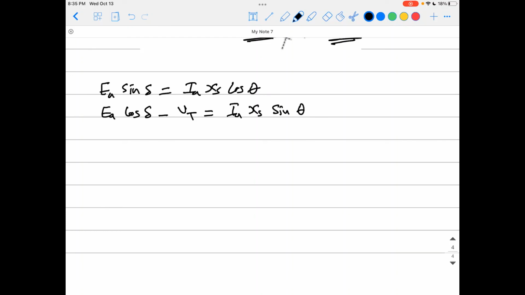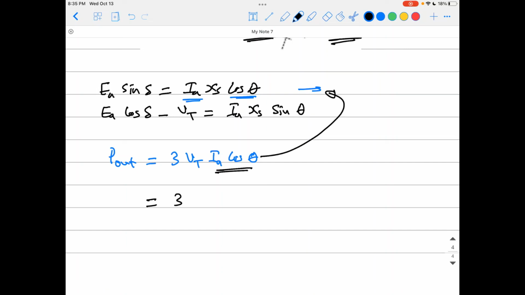So from this equation, that is IA multiplied by cosine theta. If you refer back to your power output, the electric power equation, which is 3 V terminal IA cosine theta, this IA cosine theta can be taken from this equation directly. So that will equal 3 V terminal times IA cosine theta, which from the above equation will be EA sine delta divided by XS.